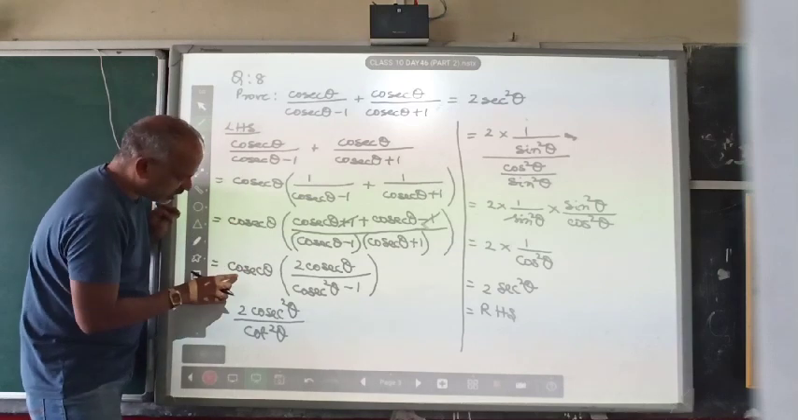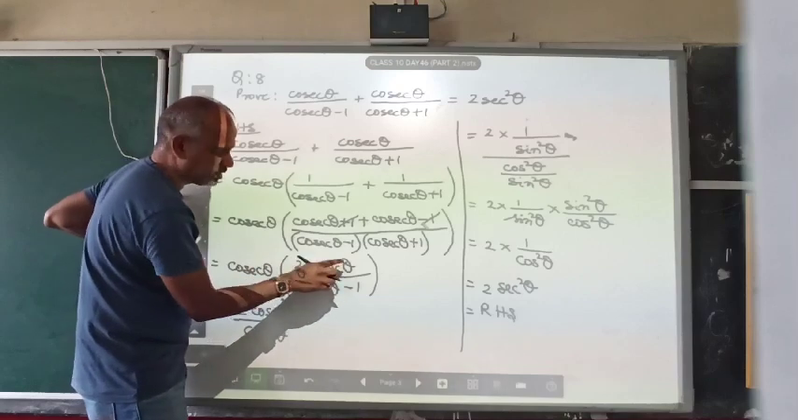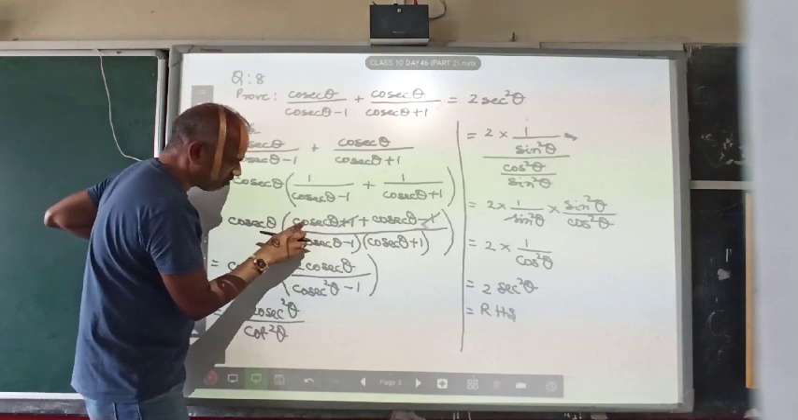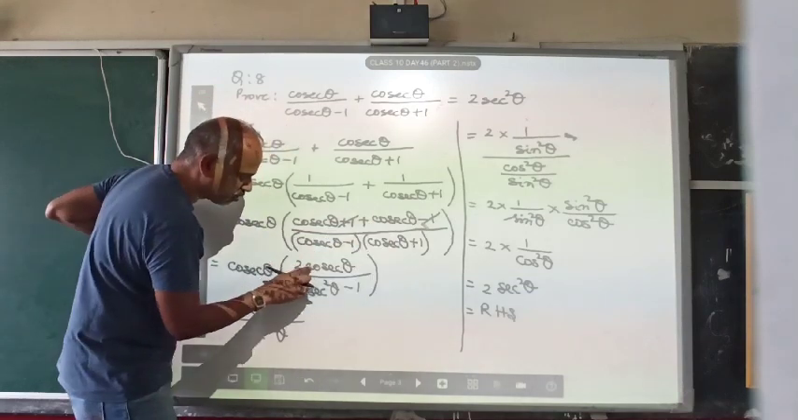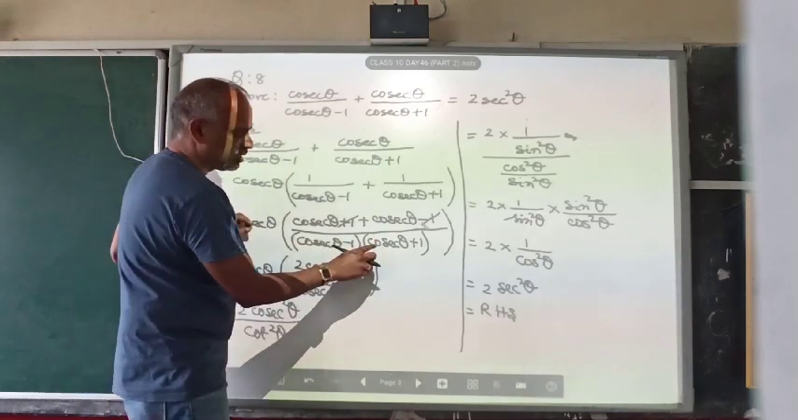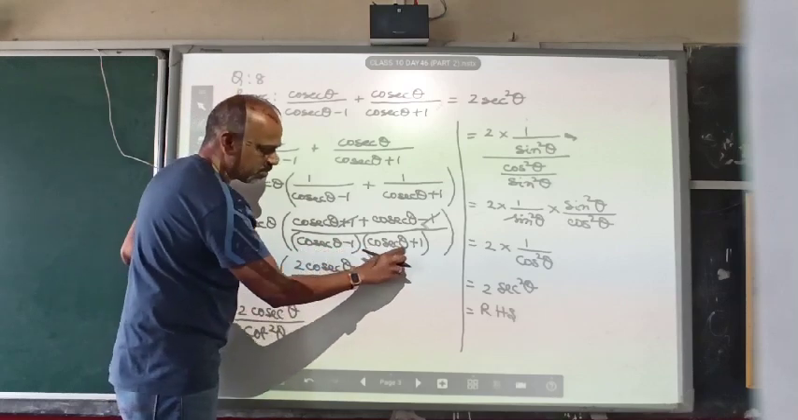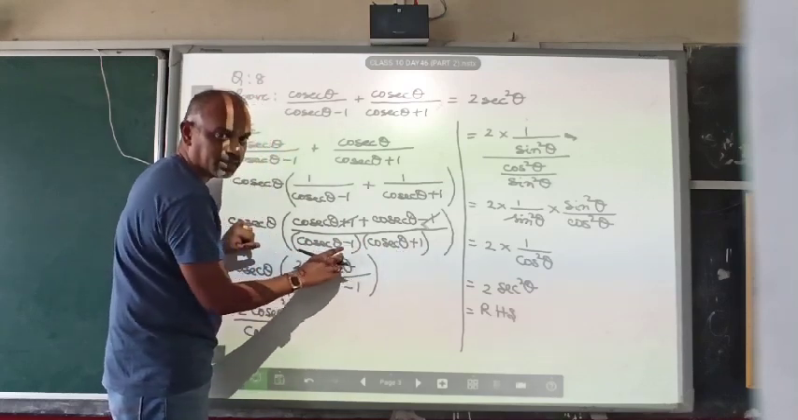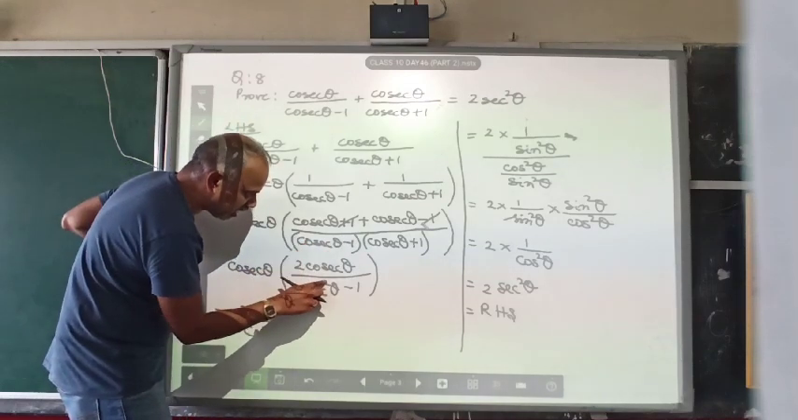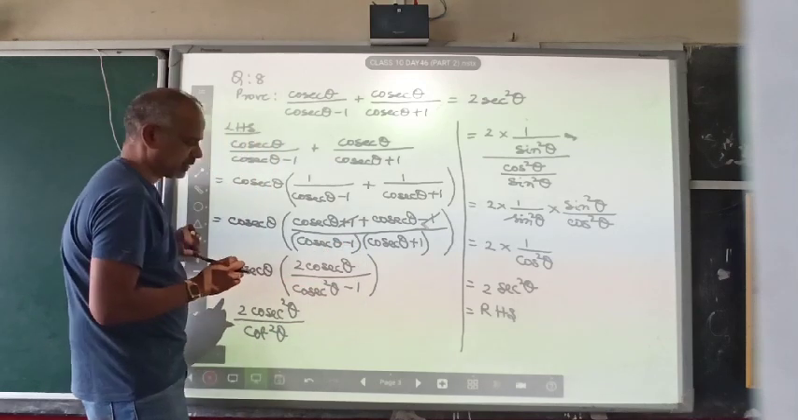Next, cosecant theta is here. Cosecant theta plus cosecant theta is 2 cosecant theta. It's like adding x plus another x will give you 2x. Same way, cosecant theta plus cosecant theta is 2 cosecant theta divided by. Now if you look at the denominator, this is in the form a plus b and this is a minus b. A plus b into a minus b is a squared minus b squared. A squared is cosecant square theta, minus b squared is 1 squared, which is 1.